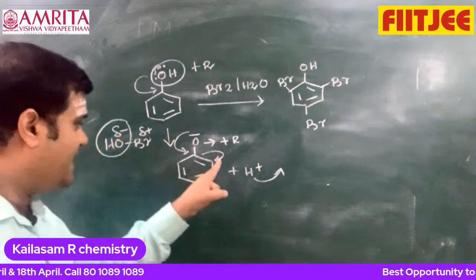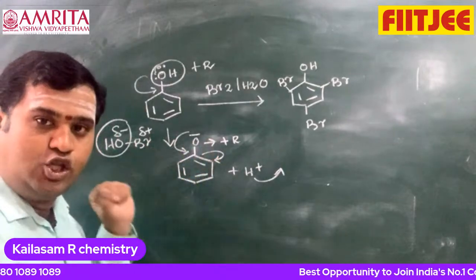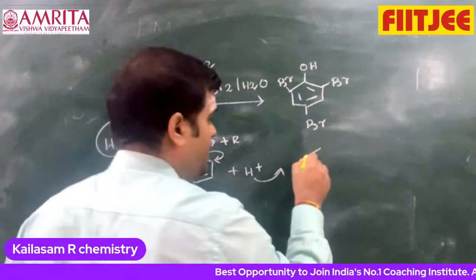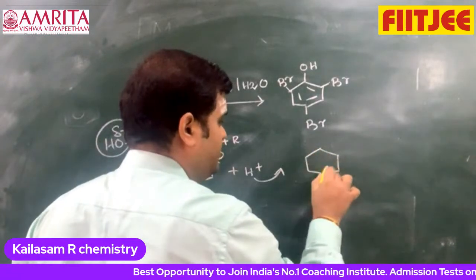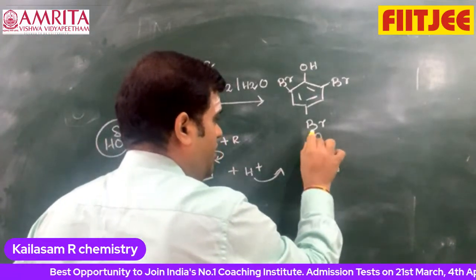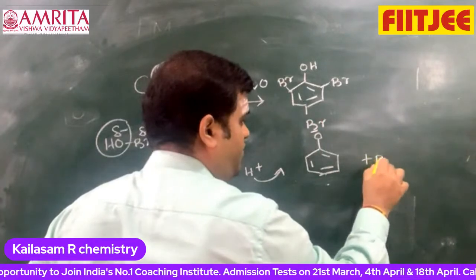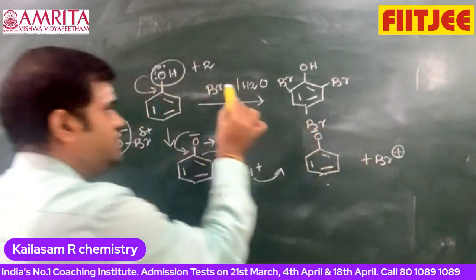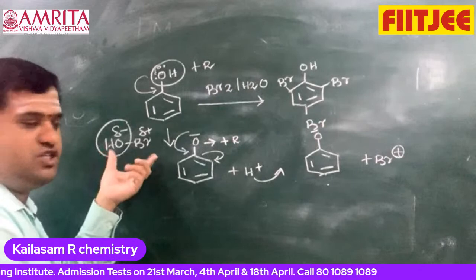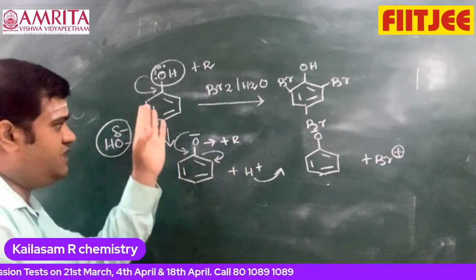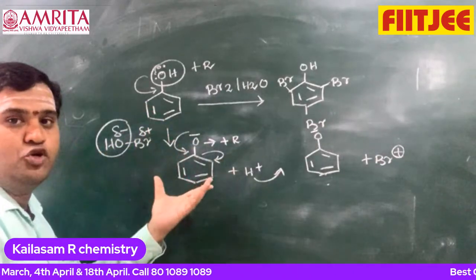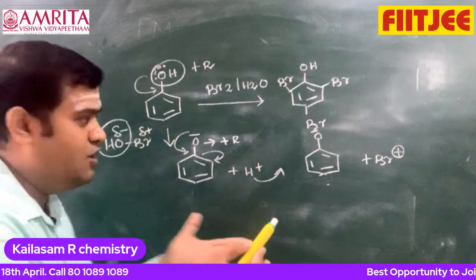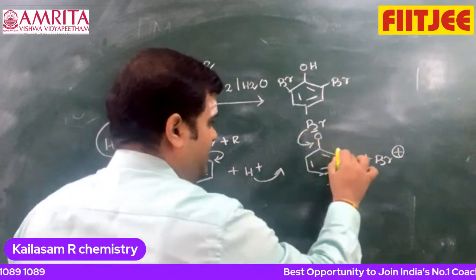And Br plus can attack the ortho and para positions. How? Look at this. I can take it as O minus, which definitely gets Br plus. How do we get Br plus? Br2 and water undergo disproportionation. Therefore, OH minus can remove H plus, the equilibrium goes in the forward direction, and produces more phenoxide ion. So now, that's all.